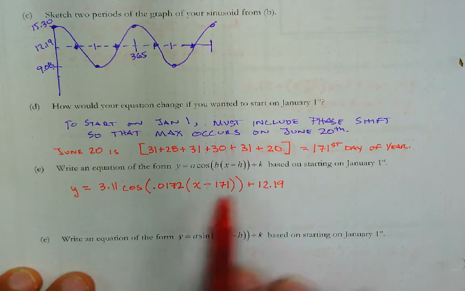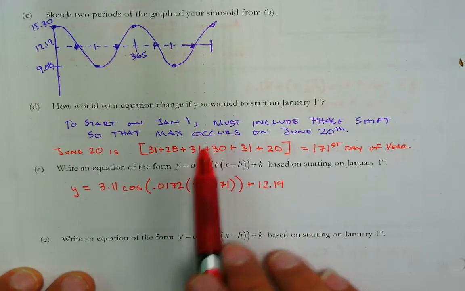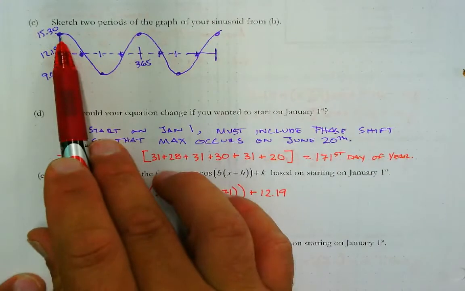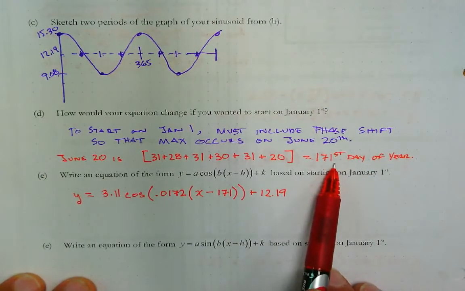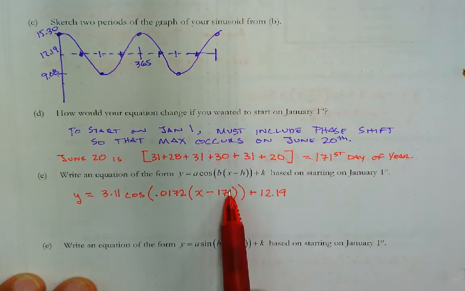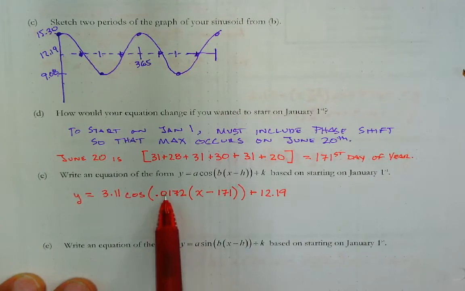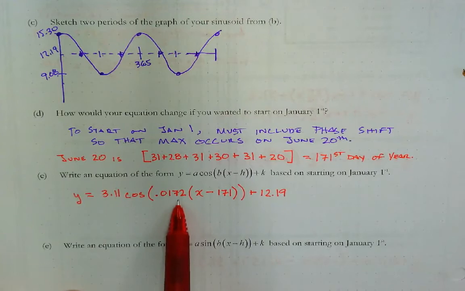Okay, so an equation of this form based on starting January 1st. Here it is. And all I did was say, hey, my maximum was starting at 0, but now it needs to be on the 171st day of the year, so I'm just going to move 171 days to the right. Okay? Do be careful that you're entering information in your calculator correctly.